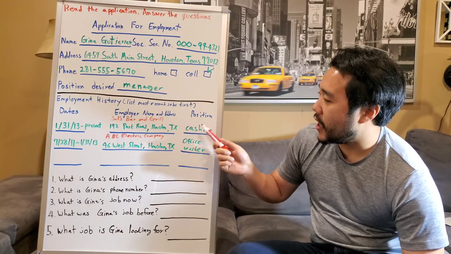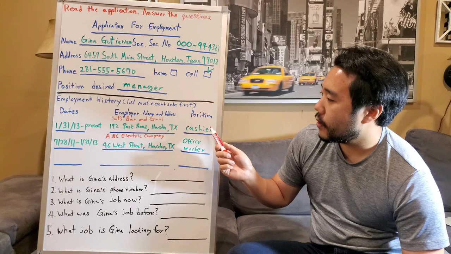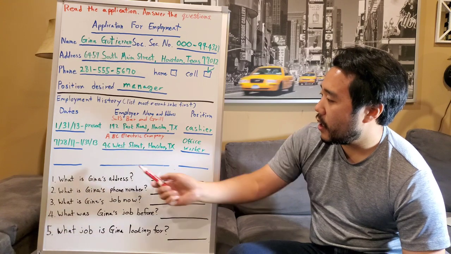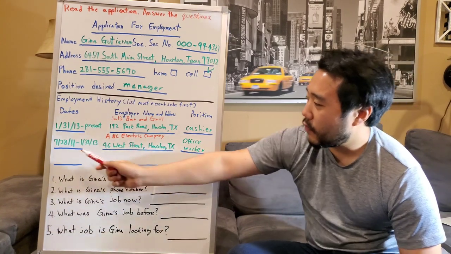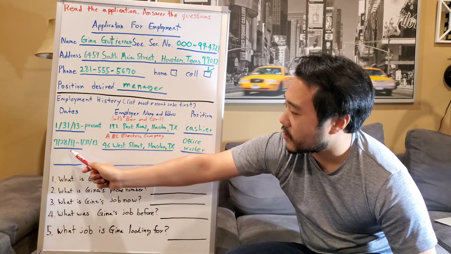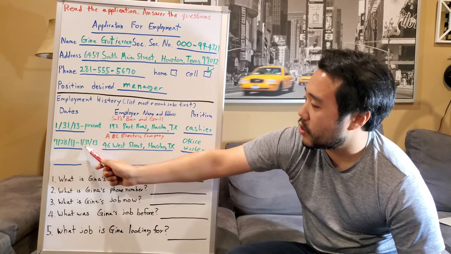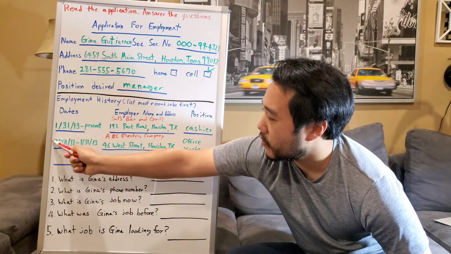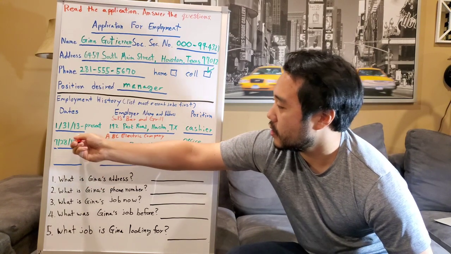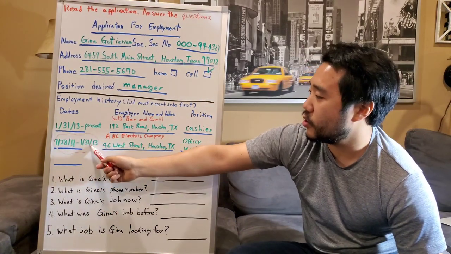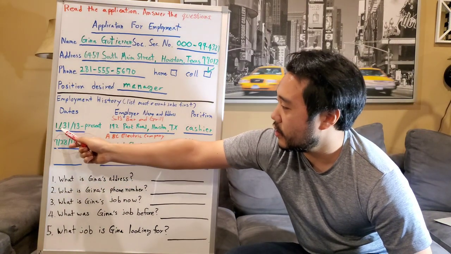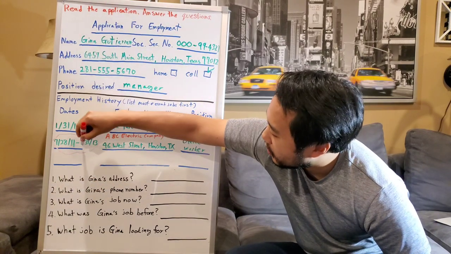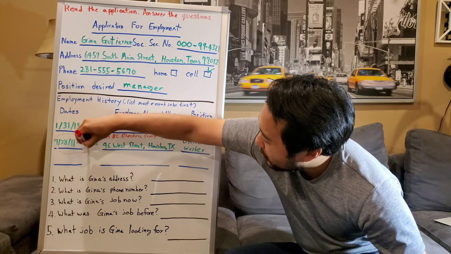Before being a cashier at Sal's Bar and Grill, she worked at ABC Electric Company from July 28th, 2011 to January 31st, 2013. So her previous job was here, and then she changed her job to a cashier on the same day. So this is where her job ended at ABC Electric Company.